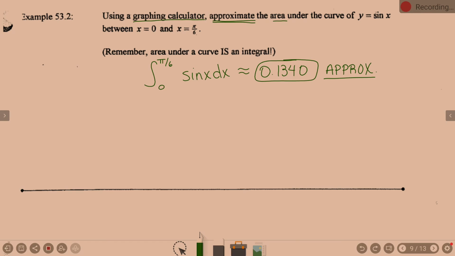Now, if you think about the sine curve, can you visualize the sine curve from 0 to pi over 6? It's all above the x-axis, isn't it? Because our sine curve, if you want, is that right there. This is 0, this is pi, so 0 to pi over 6 is like that little tiny piece right there. And I probably even made that too big, but that's the area under the curve.